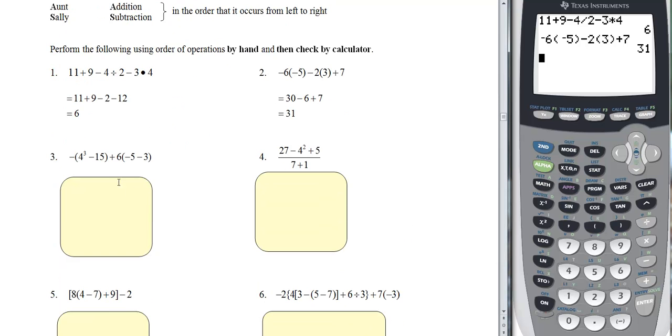Alright, next problem. I do have parentheses here. I also see exponents, so we've got to do the exponent first. Do these one at a time. So 4 to the third should give you 64.